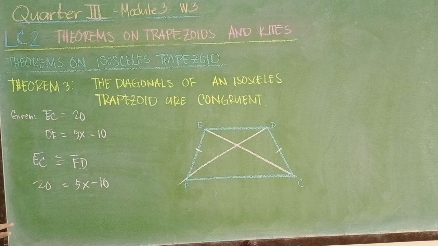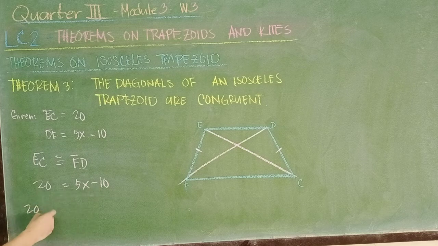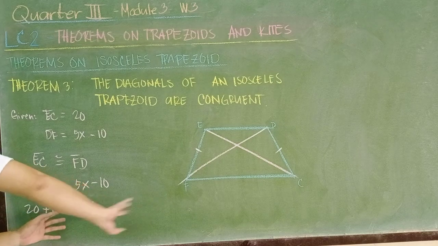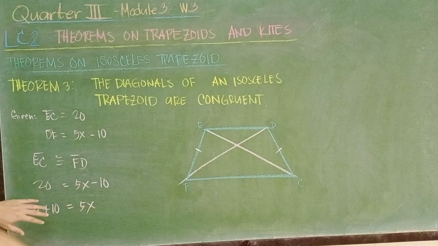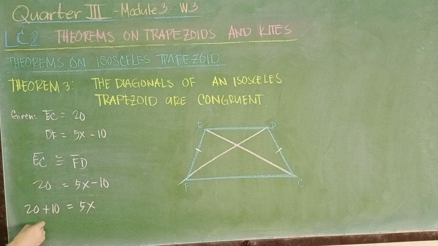So again, what you will do is pagsamahin mo sa isang side yung mga constant term, tapos iwan sa isang side yung mga may variable o may x. So ang gagawin natin, transpose natin yung negative 10 dito sa kabila. So you have 20, yung negative 10 magiging positive 10. And then naiwan dito yung 5x. So, magkakasama na yung mga constant, tapos yung 5x nandito na sa kabila. So, magkahiwalay na may variable at saka walang variable. And then you simplify. 20 plus 10, that is 30, and then 5x.